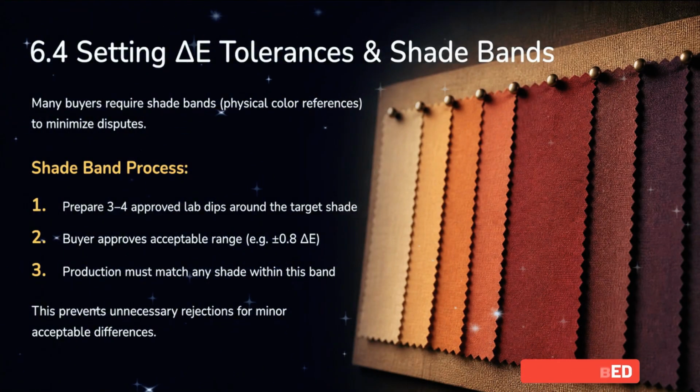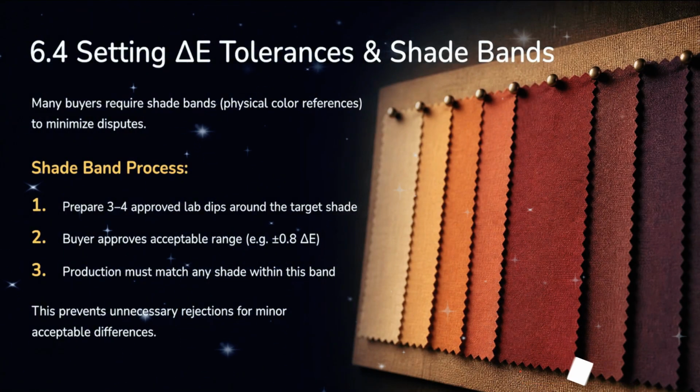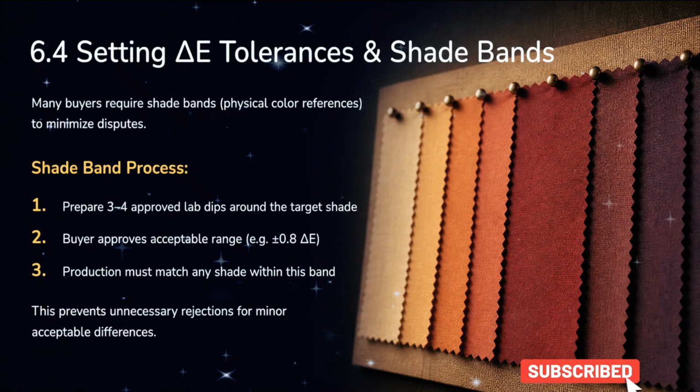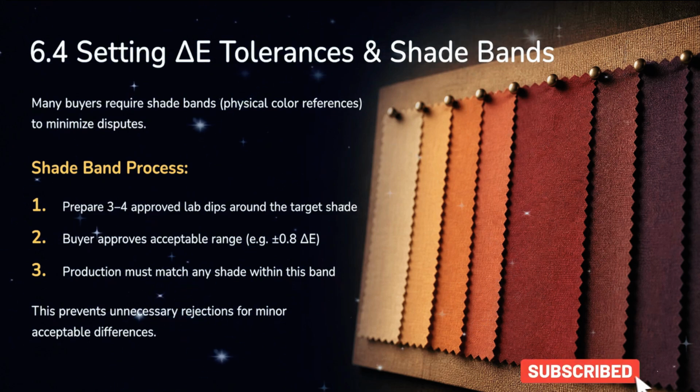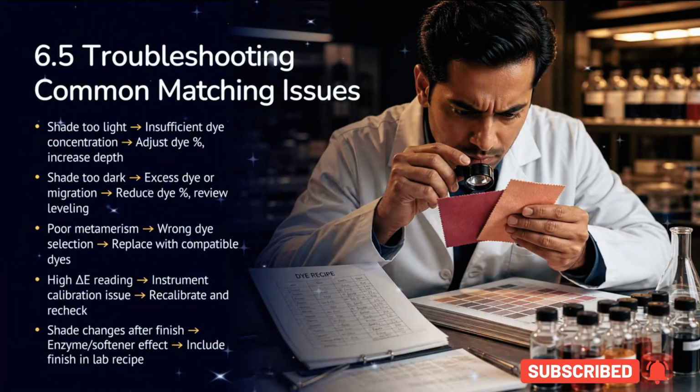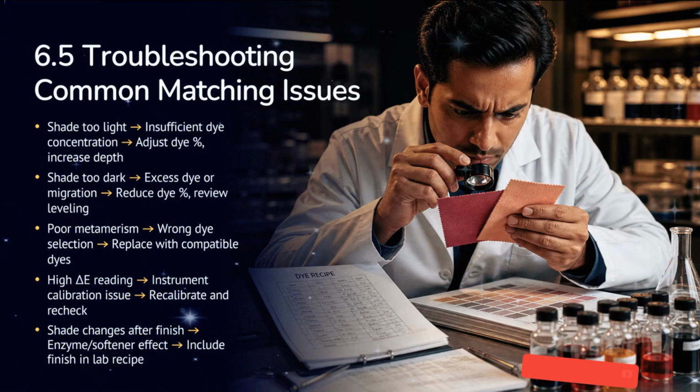Shade bands are physical color references that minimize disputes. The process involves preparing 3 to 4 approved lab dips, getting buyer approval for the acceptable range, and ensuring production matches within this band. Troubleshooting common issues means addressing the root cause.